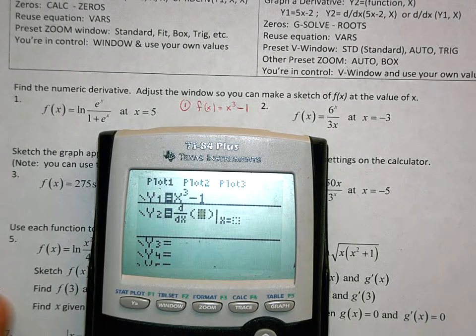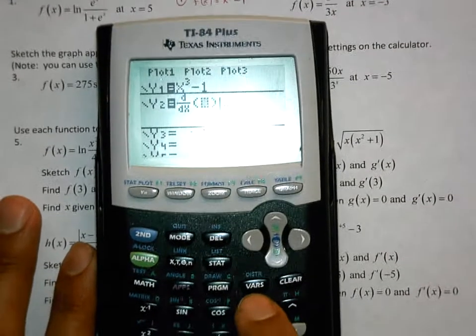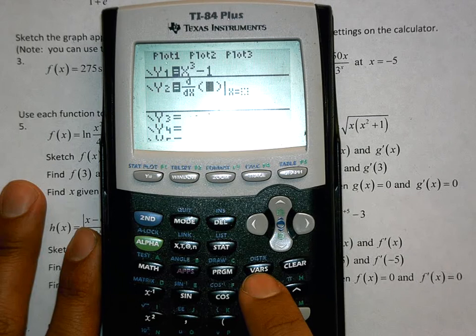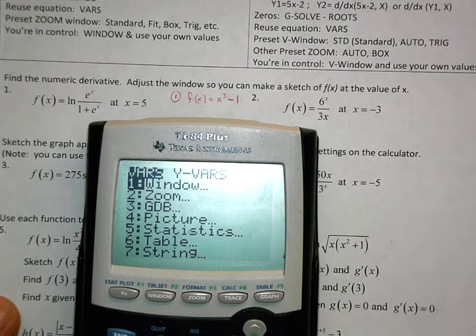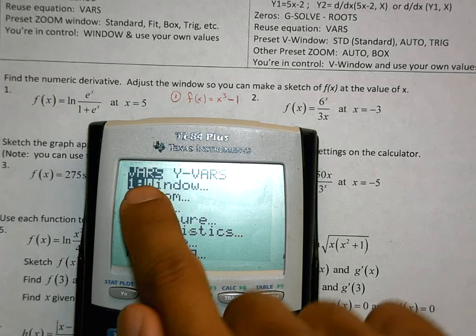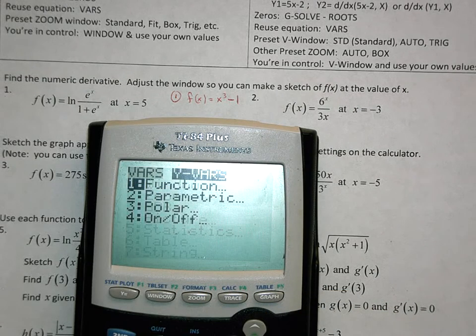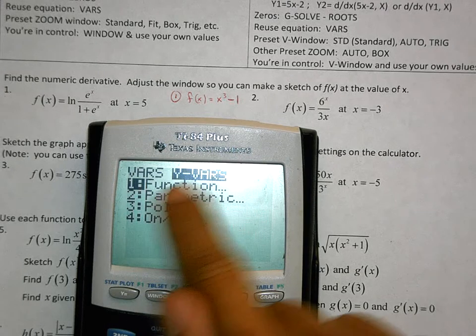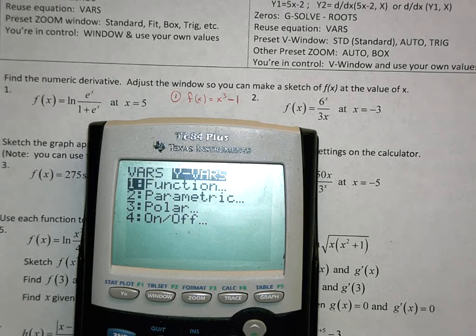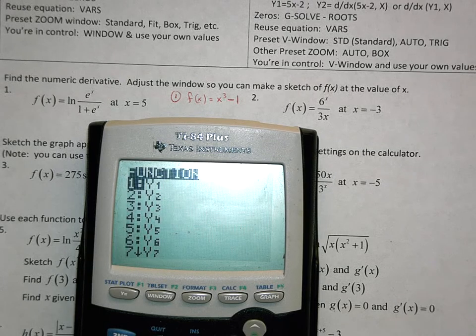The easiest way to do that on all TI calculators is to use this vars key, otherwise known as variables. Vars. What kind of vars do you want to use? It's asking me. I'm going to use the y variables. So instead of being here, I'm going to go over there and press y variables. Are they functions? Are they parametric, polar? They're a function variable. So I'm going to press number 1 and press enter. Which one do I want to use? And you should know, y1.